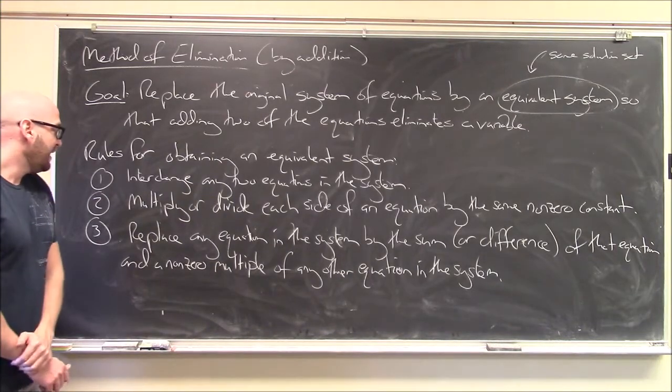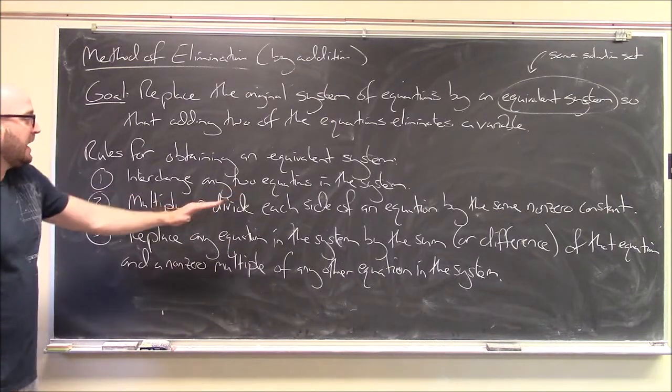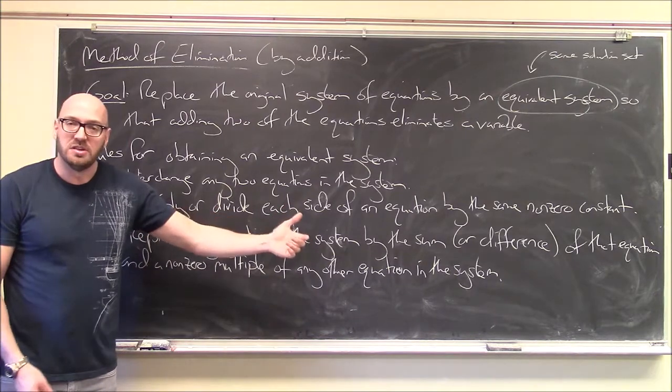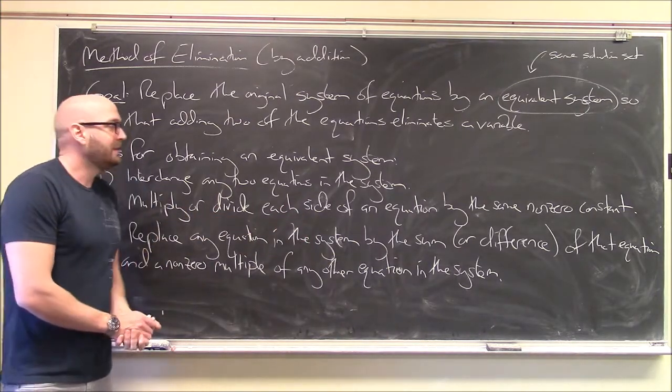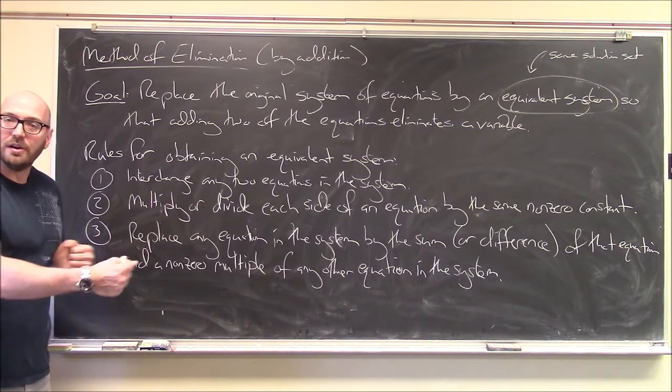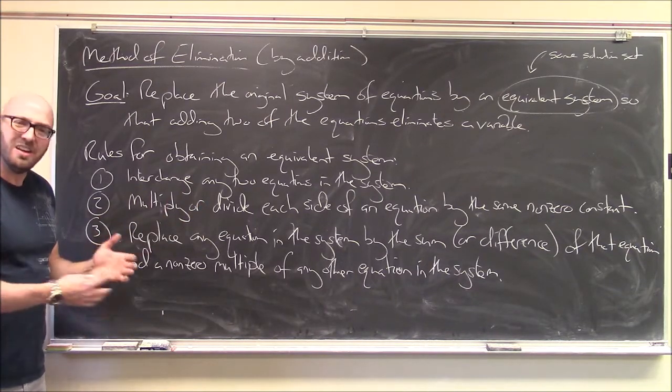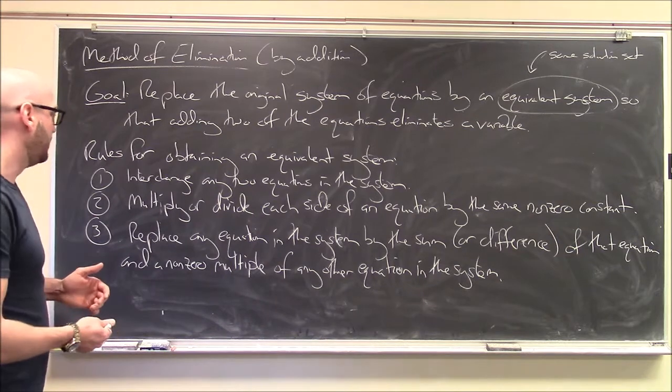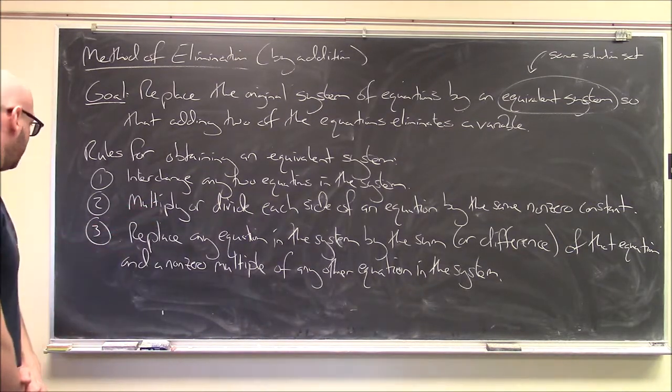Two is I can go into any equation and multiply or divide each side of the equation by the same non-zero constant. And that again shouldn't be very surprising. If you take an equation and multiply or divide both sides by the same non-zero constant, you haven't really changed the equation at all. So number two isn't very surprising.